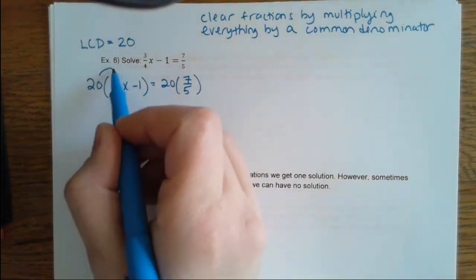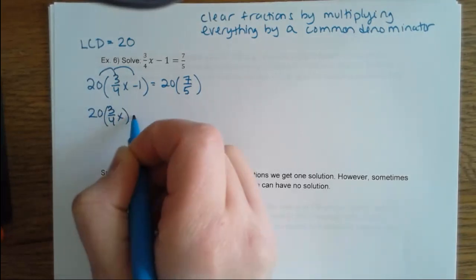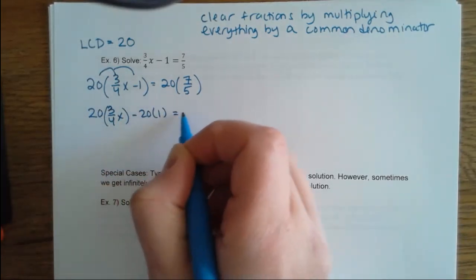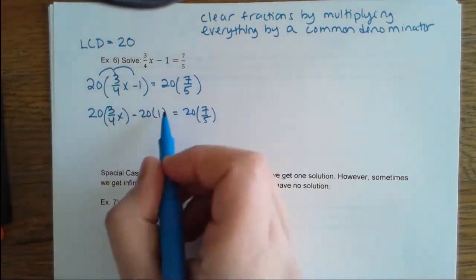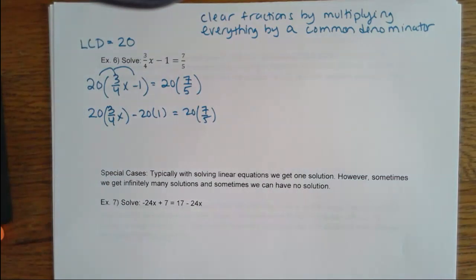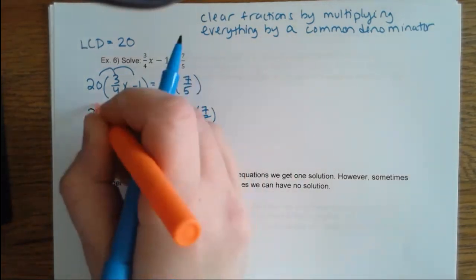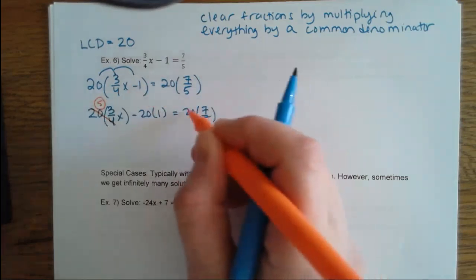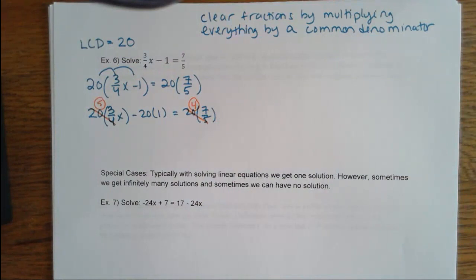So what you end up doing is you distribute through, and you'll see that when you use this strategy, you end up multiplying every part by 20, including the 1. So even though there's no fraction here, I still have to be consistent and multiply through. Now, the next thing you want to do is your division. So notice how you have a 20 over 4. 20 over 4 is 5. And then over here, 20 over 5 is 4. If you've done this correctly, your denominators should cancel out perfectly.